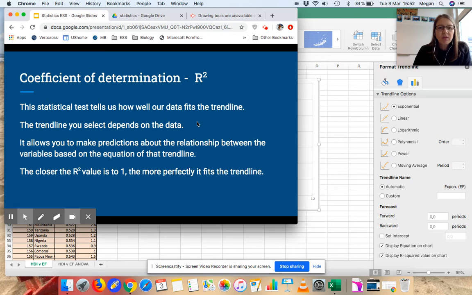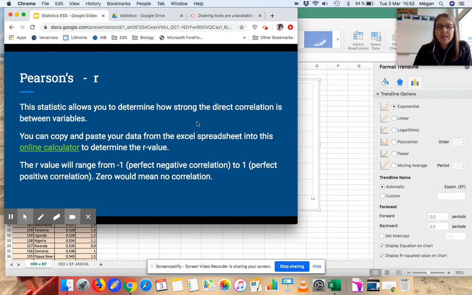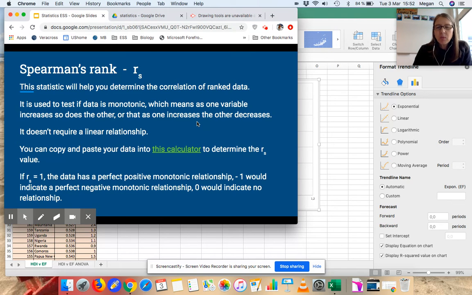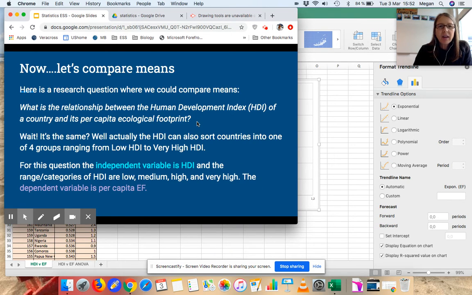So the closer it is to 1, the more perfectly it fits the trend line. There's 2 other tests that we can do on this type of data, but we're going to just gloss over those for now and head straight to comparing means. So we're going to ask a slightly different question with the same data.